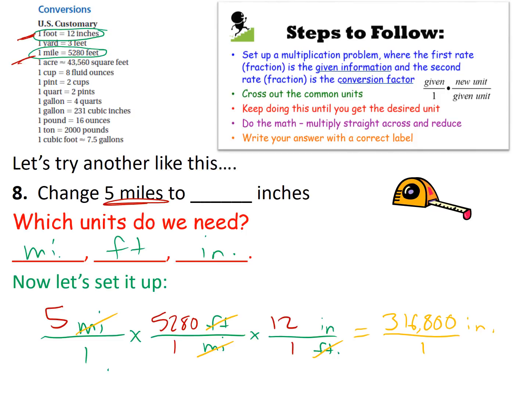So our final answer is how many miles? Or excuse me, 5 miles leads to 316,800 inches. Big number, makes sense. Cool. Now you guys are going to try it yourself.